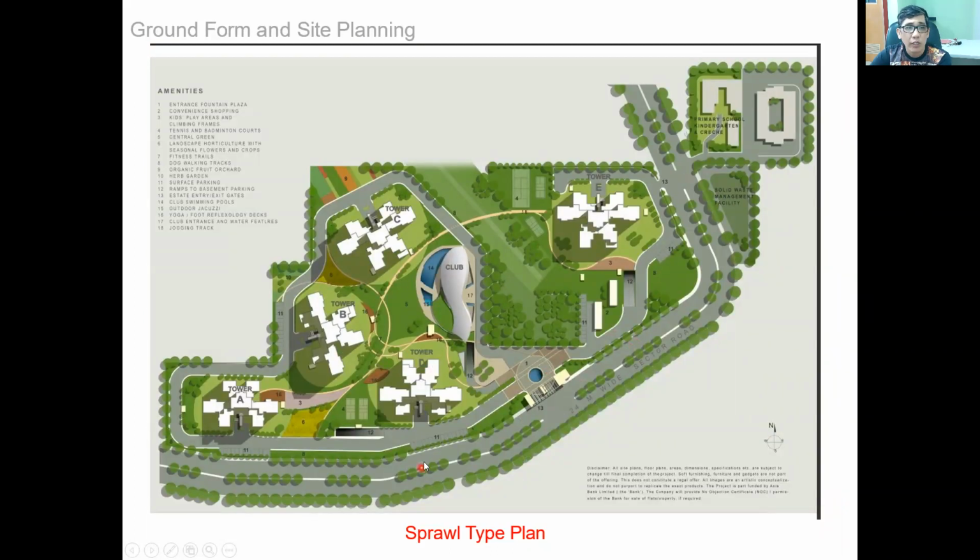This is the main road, and these are the buildings. So this is Tower A, Tower B, Tower C, Tower D, and Tower E. These are developments showing a sprawling type of development, giving maximum views to the buildings. So each building has a different view of the site.